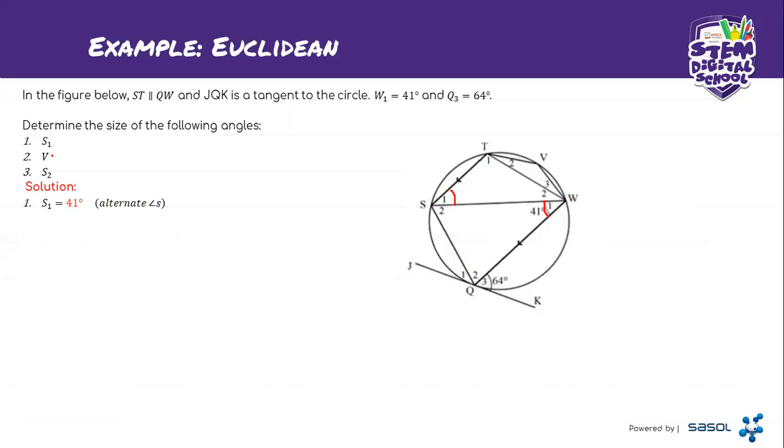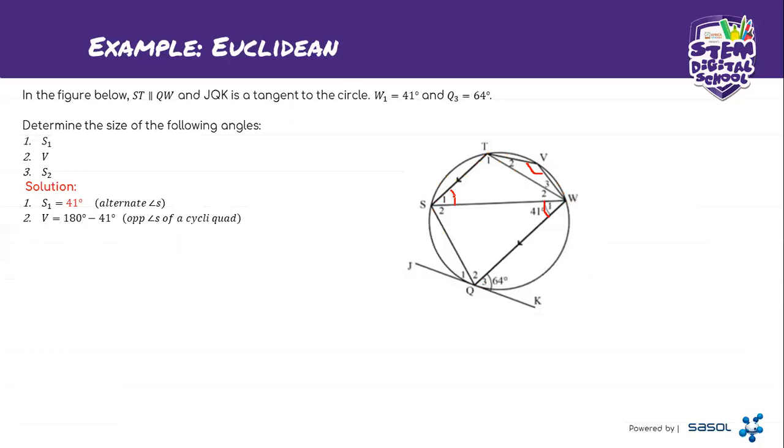And then angle V, this angle here, we're looking for this angle. Let's see how we determine that. We set angle V equals 180 minus 1. Why? Then we can see that S, T, V, W, those are 4 points on the circumference of a circle. Therefore, this is a cyclic quad, right?